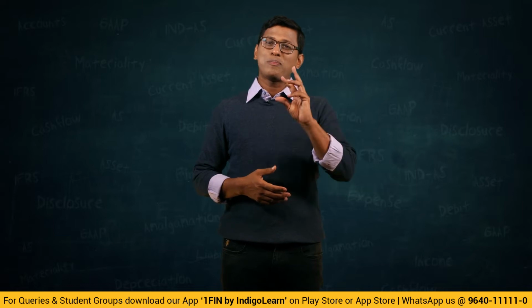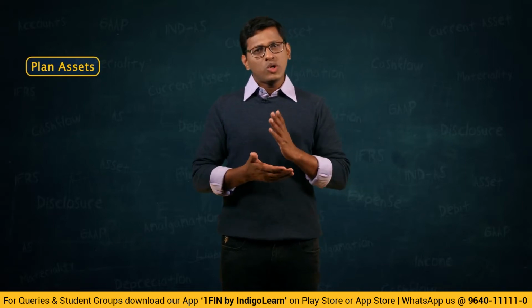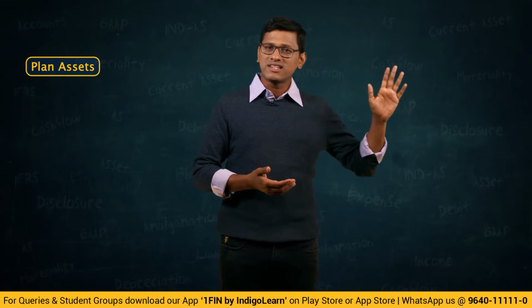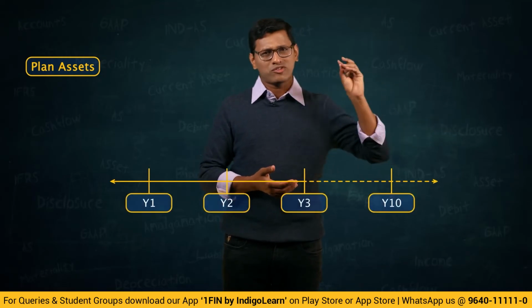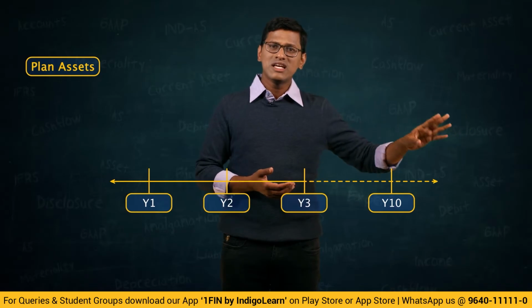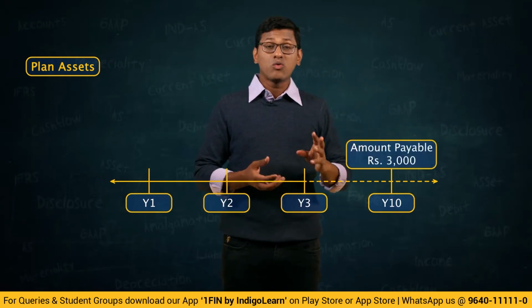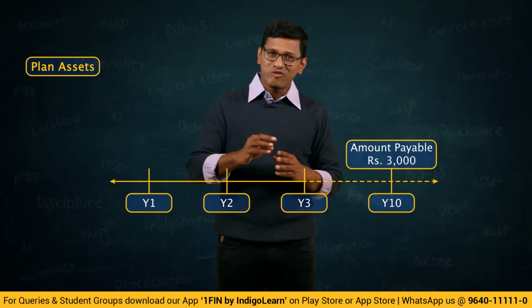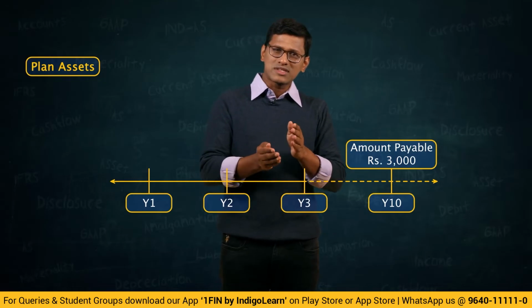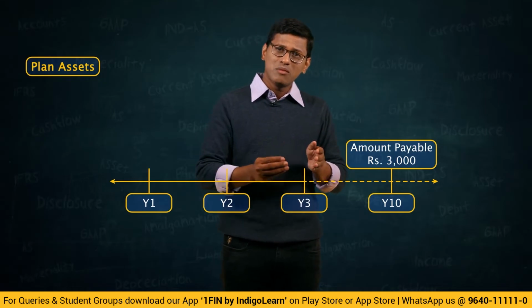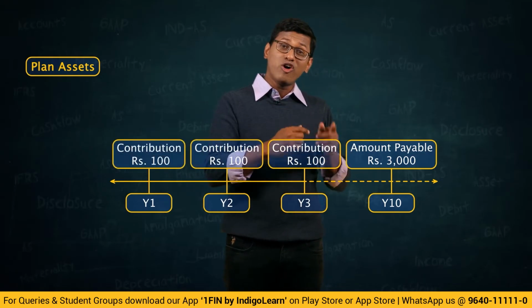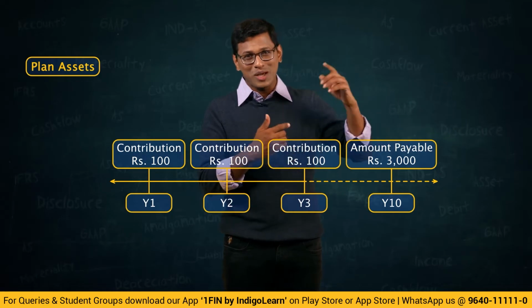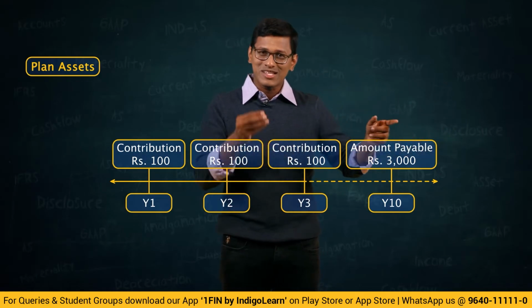Now, what is the meaning of plan assets? You have to make some payment at the end of 10 years, say. That is towards employee benefits or post-employment benefits. Say that amount is 3,000. Now, what you will start doing is, every year you will start keeping some amount aside and start making investments. Maybe 50 rupees or 100 rupees or 200, whatever, some amount you will start investing every year to plan for that payment.